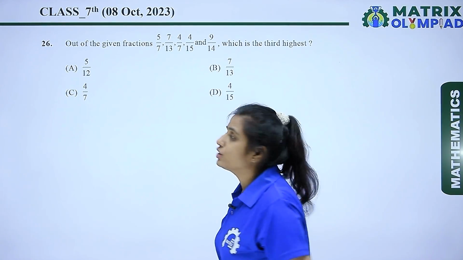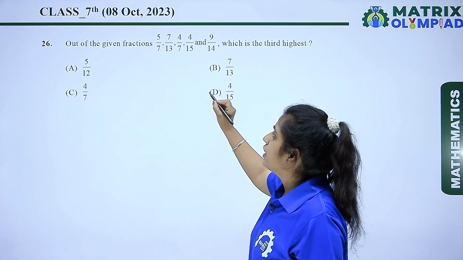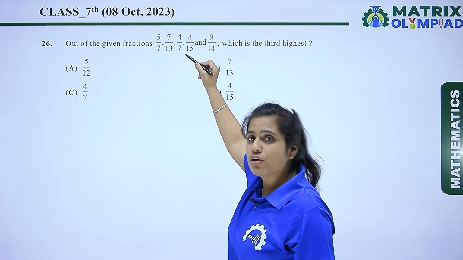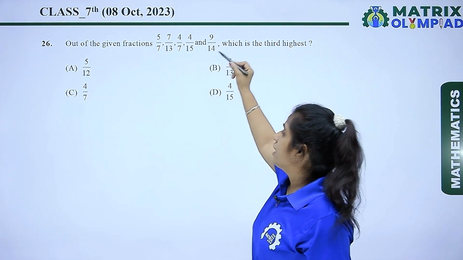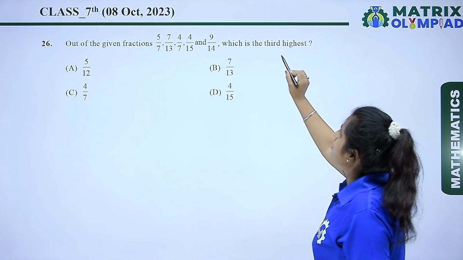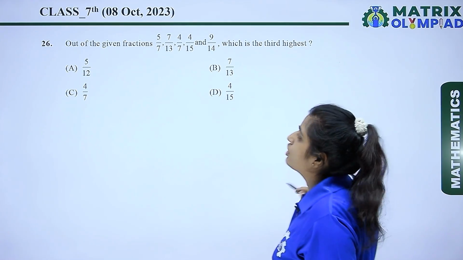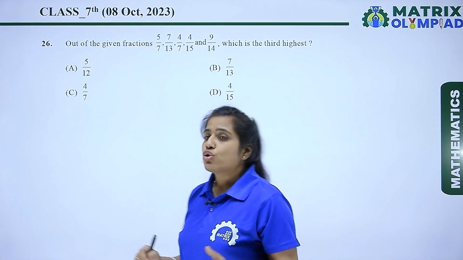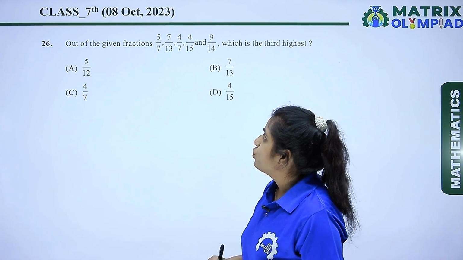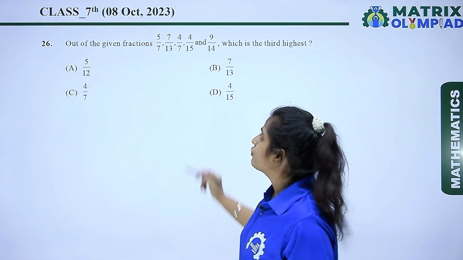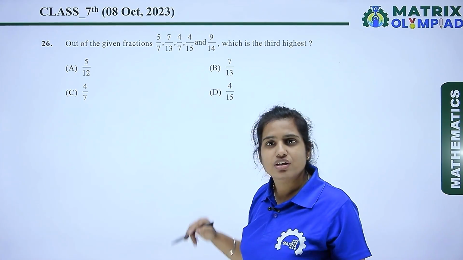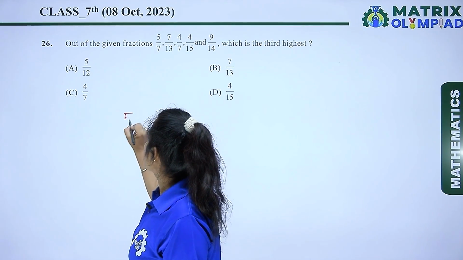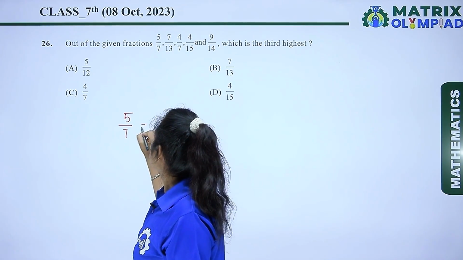Next question. The next question is, out of the given fractions 5 upon 7, 7 upon 13, 4 upon 7, 4 upon 15 and 9 upon 14, which is the third highest? हमें third highest fraction find out करना है. So we have to find out the third highest fraction out of these given fractions. अब कैसे find out करेंगे? Let's begin with the first fraction, 5 upon 7.